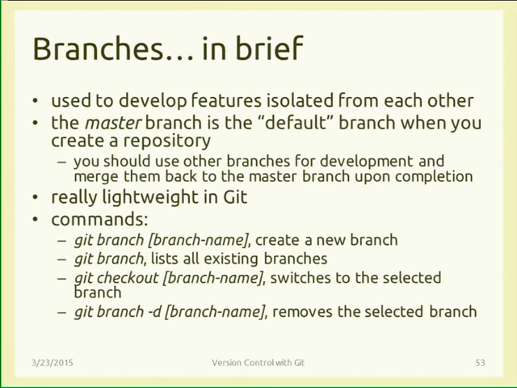Branches, like the master branch or a new feature branch, are used to develop features that are isolated from each other. I already said that the master branch is the default branch when you create a local repository. And the idea here is that you can create a branch for each new feature, and then after the completion of a new feature, you can merge the feature branch back to the master branch and proceed on the master branch.